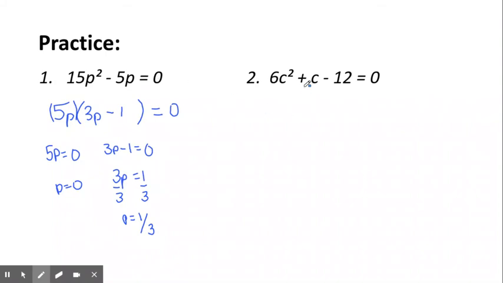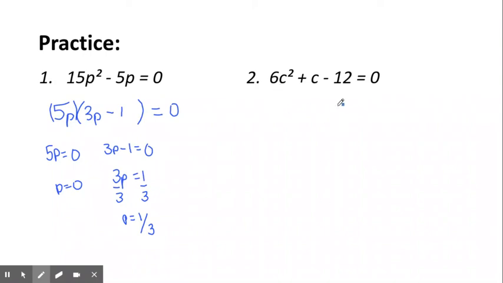We got one last one here. If you're feeling good about these, I encourage you, go ahead, pause the video, and see if you can do this last example problem on your own. All right. It's going to start off the same way, where we want to start off by factoring.